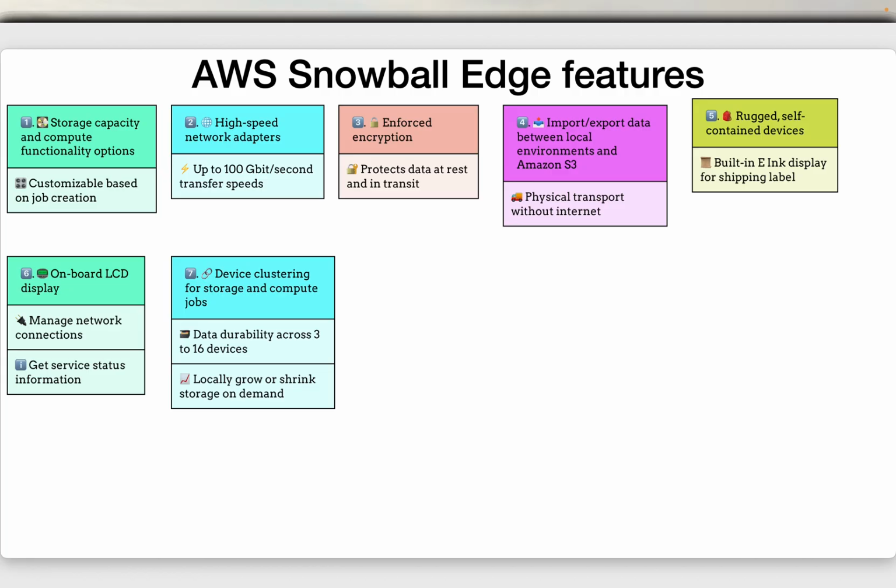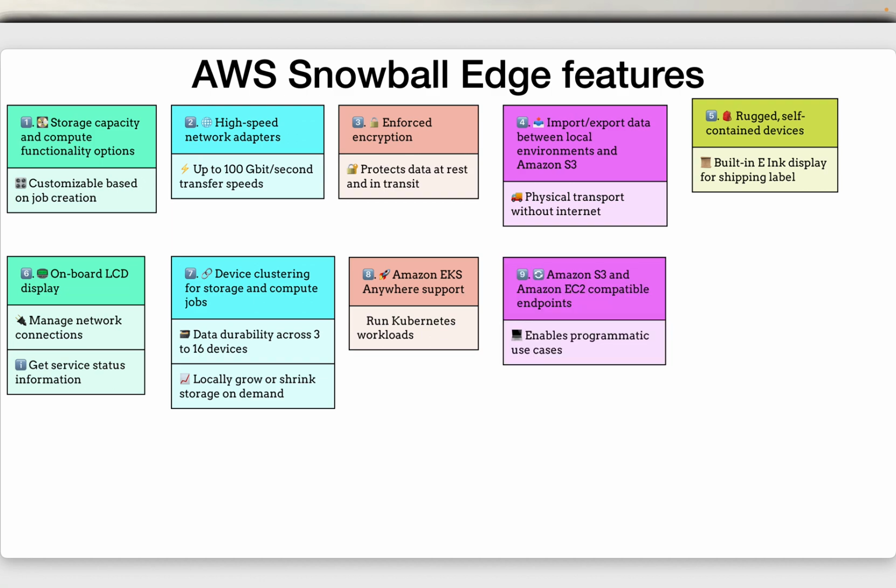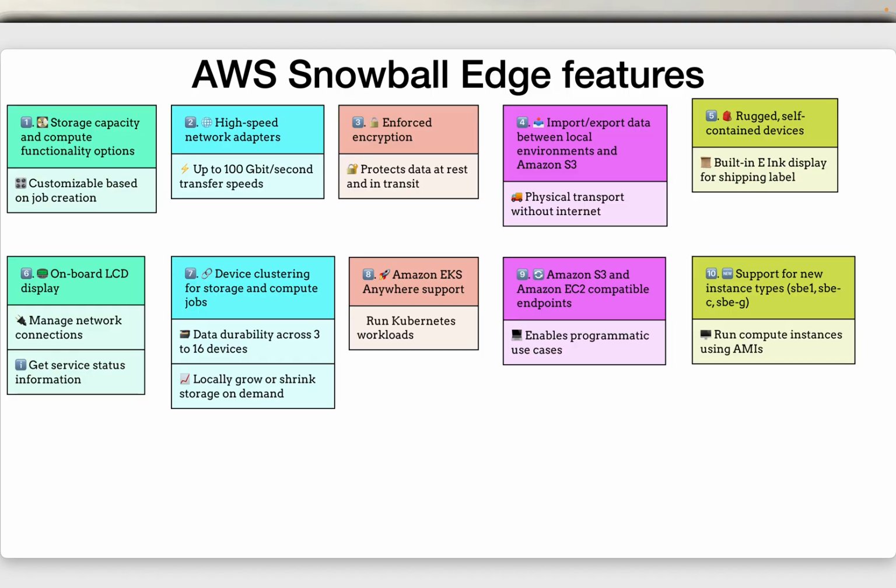So you can cluster up to 16 devices. You can use Amazon Elastic Kubernetes Service, EKS Anywhere, on Snowball Edge devices for Kubernetes workloads. Snowball Edge devices have Amazon S3 and Amazon EC2 compatible endpoints available, enabling programmatic use cases. Snowball Edge devices support the new SB1, SBE-C and SBE-G instance types, which you can use to run compute instances on the devices using Amazon Machine Images, AMIs. So these are some instance types which you can run directly on the Snowball Edge.